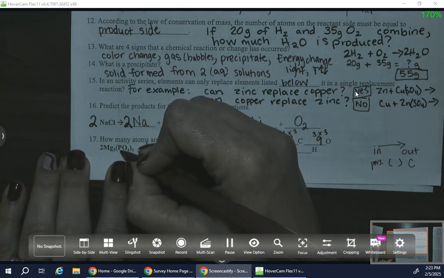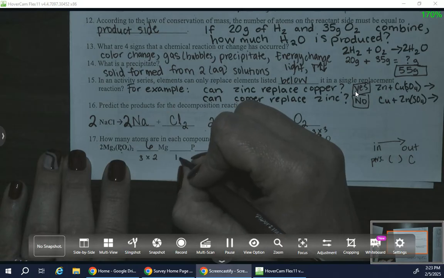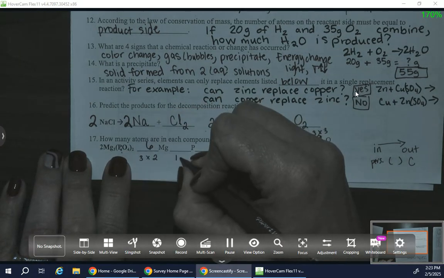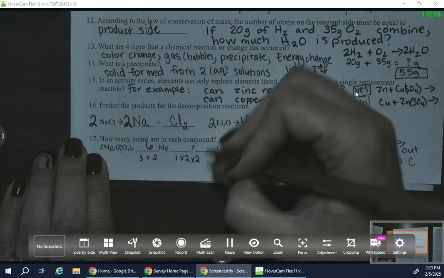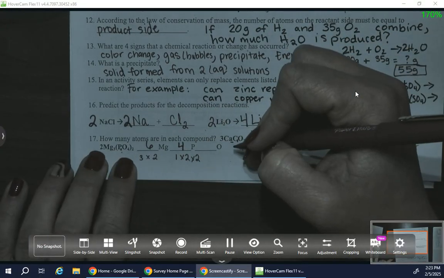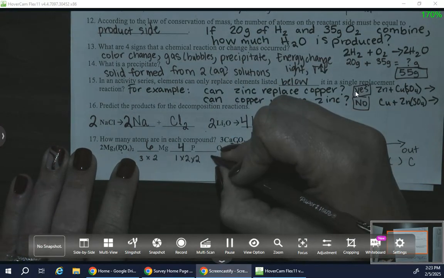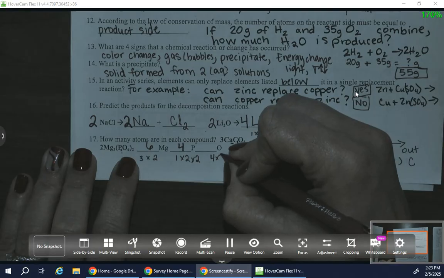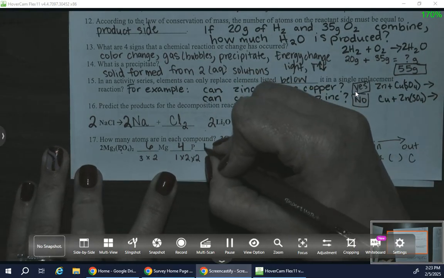For my phosphorus, I have a 1. I do have parentheses, so I'm going to say times 2, and then I have the coefficient in the front, 2. So 1 times 2 times 2 would be 4. For oxygen, I have a little 4. I have a 2 outside the parentheses, and then I have a 2 in the front. So 4 times 2 is 8, times 2 is 16.